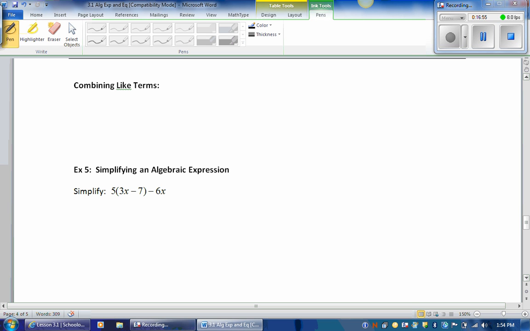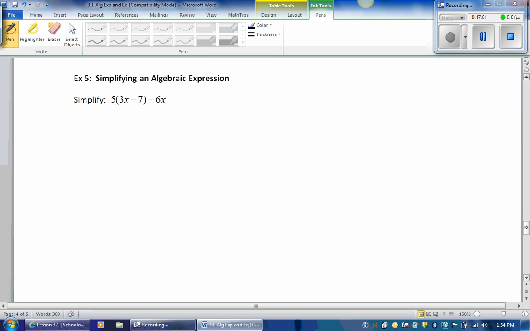And again, you've done these before too, so this is going to be a review. So if we're looking at this, we're going to start by trying to get rid of those parentheses and using one of the properties that we had above, which is the distributive property. So we're going to go ahead and distribute here. 5 times 3x is 15x. 5 times negative 7 is negative 35. And then we leave that minus 6x on the end.